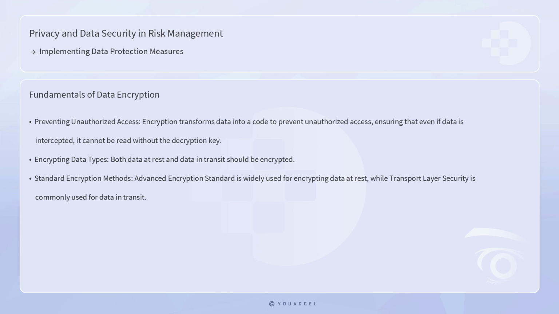Encryption is another fundamental data protection measure. Encryption transforms data into a code to prevent unauthorized access, ensuring that even if data is intercepted, it cannot be read without the decryption key. Both data at rest and data in transit should be encrypted. Advanced encryption standard is widely used for encrypting data at rest, while transport layer security is commonly used for data in transit.